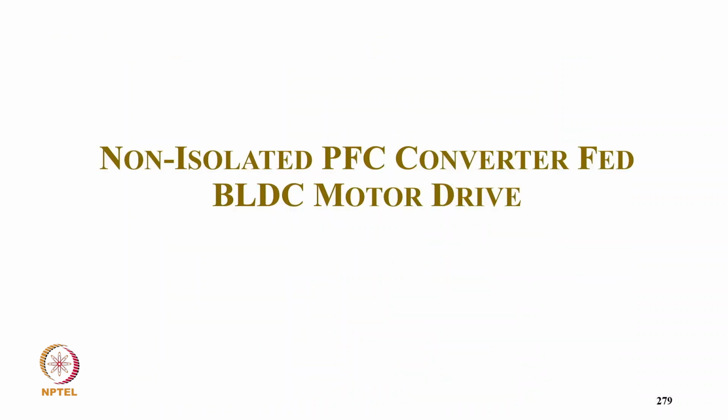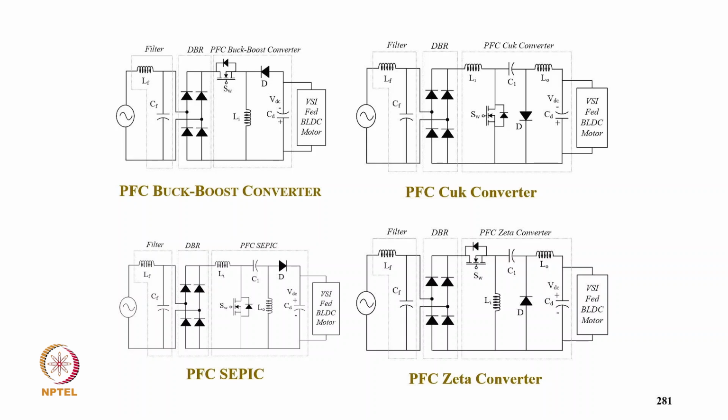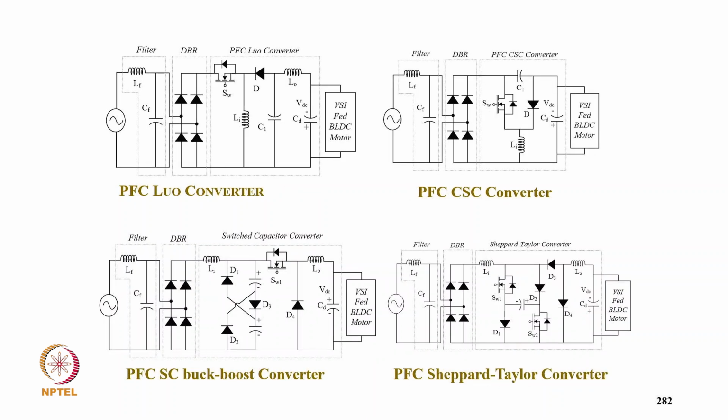Now coming to non-isolated power factor correction converter fed BLDC motor drive, we have typically here the configuration of non-isolated PFC converters for feeding BLDC motor drive: buck boost, Cuk, SEPIC, Zeta, Luo, canonical switching, Sheppard-Taylor, and switched capacitor buck boost converter. And these are the simple PFC buck boost converter, the PFC Cuk converter, the PFC SEPIC converter, and the PFC Zeta converter, feeding the BLDC motor by controlling the DC link voltage for the motor. And then the PFC Luo converter, PFC canonical switching converter, PFC switched capacitor buck boost converter, and PFC Sheppard-Taylor converter.